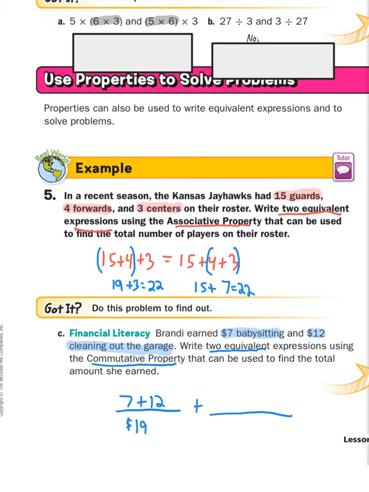Now, to use the commutative property, I have to switch the order of my numbers. Oops, and I notice I have a little plus sign here I need to get rid of. That should be an equal sign to show they're equivalent. So over here, I'm just going to reverse the order: 12 plus 7, because the commutative property says that will get me the same answer, which it does.